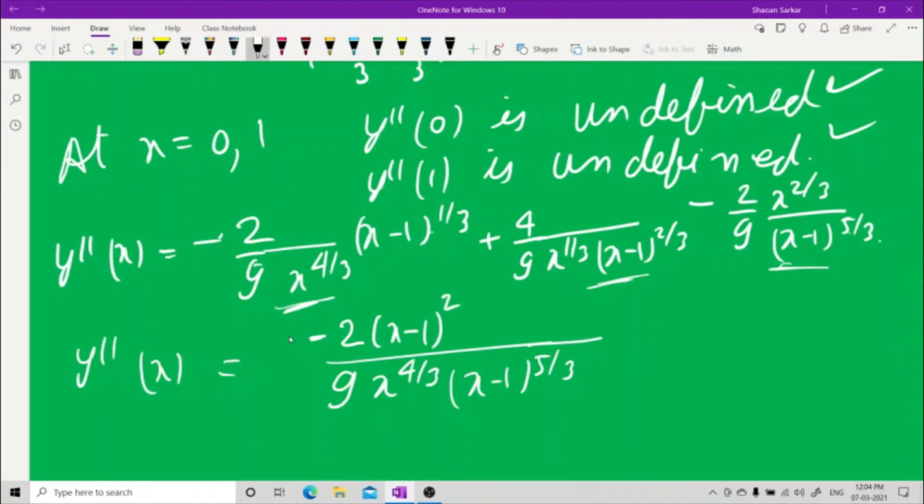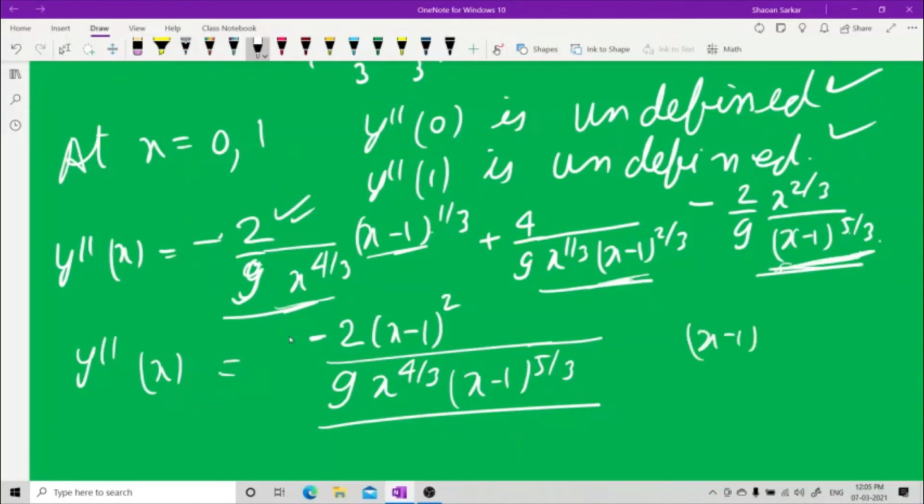Did you not understand? We took an LCM of this and this. So this is the biggest one. Here it is one. You have to cross multiply. Do one thing, cross multiply this side by this. See, x minus 1 to the power of 1 by 3 into x minus 1 to the power of 5 by 3, you will get x minus 1 to the power of 6 by 3, that is square. That's why this square has come. I hope you have understood now. The LCM has been taken here. We are taking the LCM.